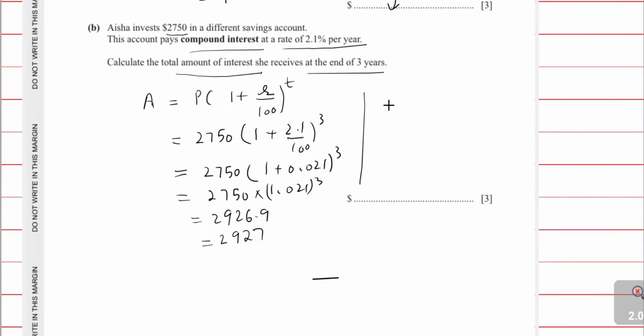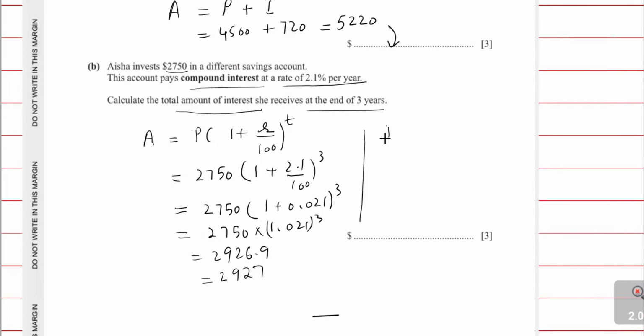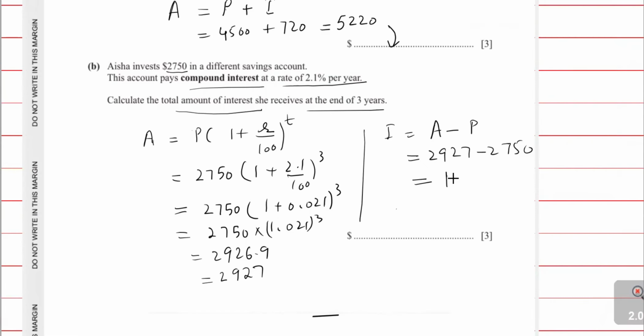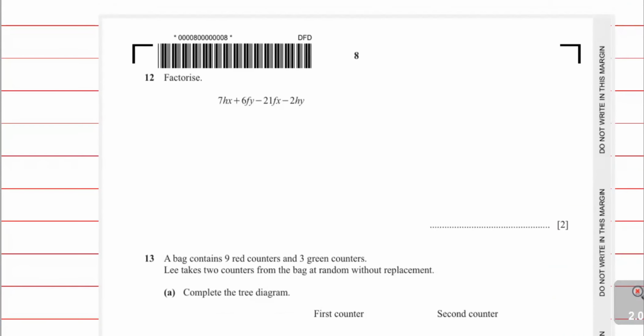We can write this value as 2927. The interest amount we can calculate as the amount after T years minus the saving amount, this is P. We write 2927 minus 2750, and this will be equal to 176.9. That will be equal to 177, and this is the answer.